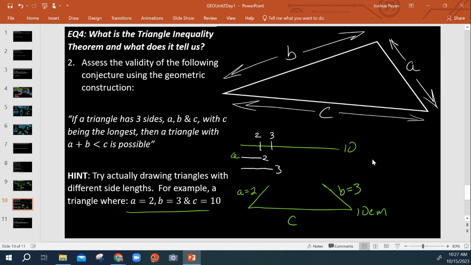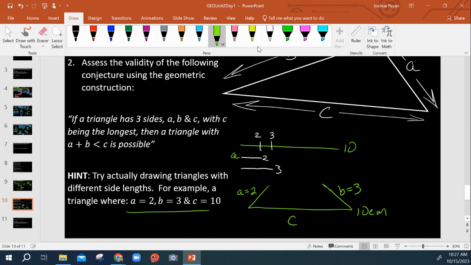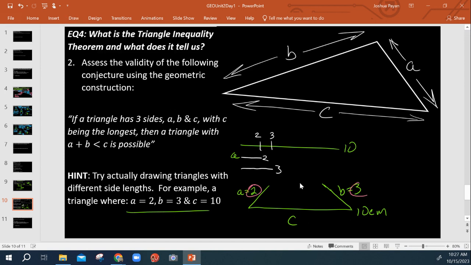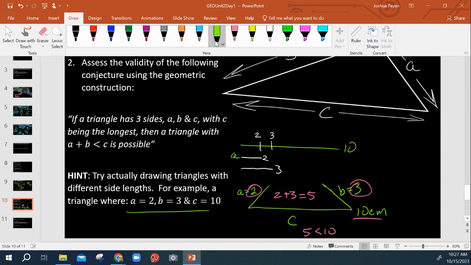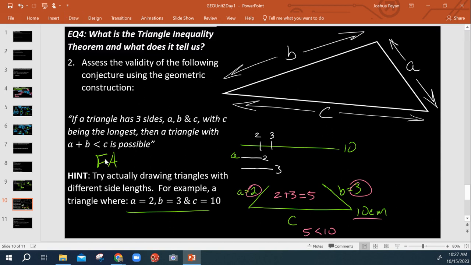And what's more, if we take 2 plus 3 and add them together, that equals 5, which is in fact less than 10, the longest side. So that means this conjecture is just plain false. And we see that using our rudimentary little method of drawing this out.